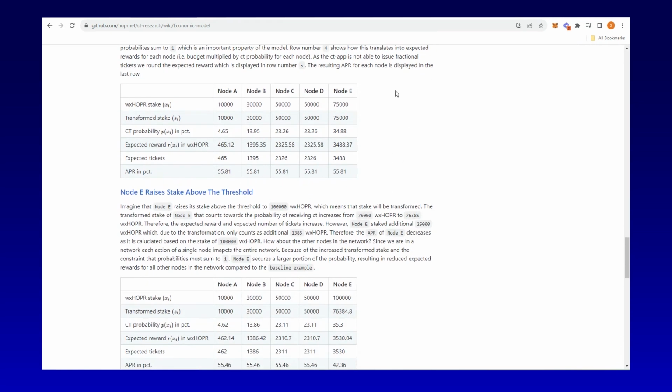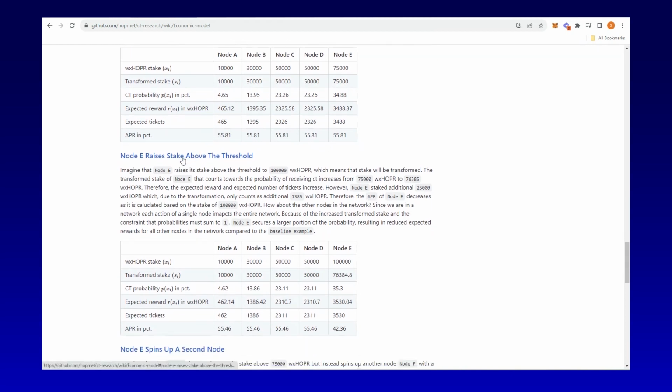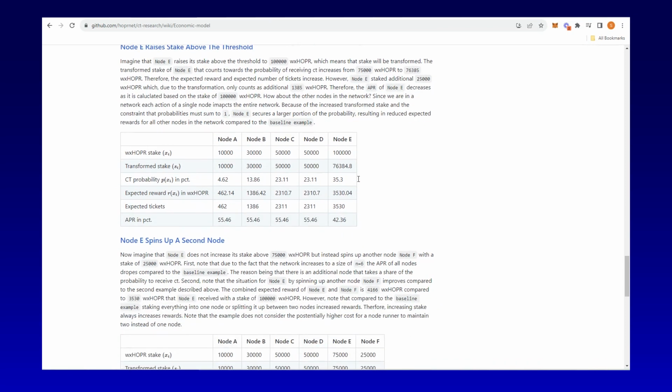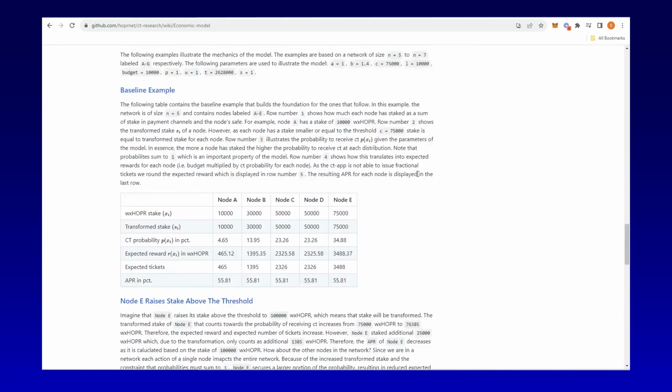So now let's look at an example where someone goes above the upper threshold. Let's say node E decides, I want to stake 25,000 more, and I'm going to stake it on the same node. So now he has 100,000 staked, which means he now has a second function applied to his stake.